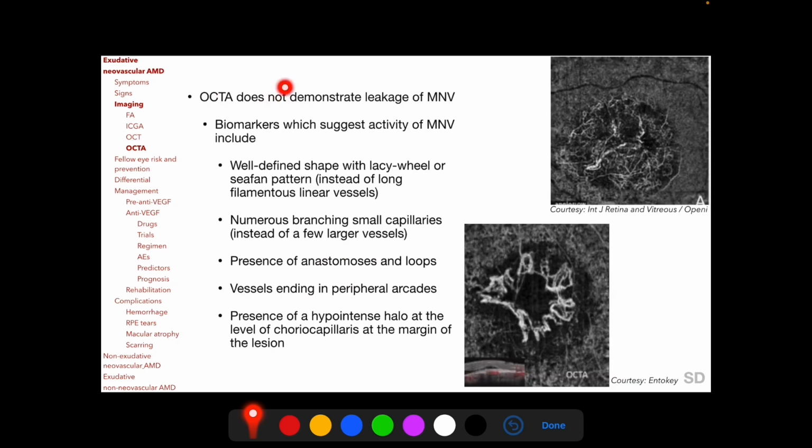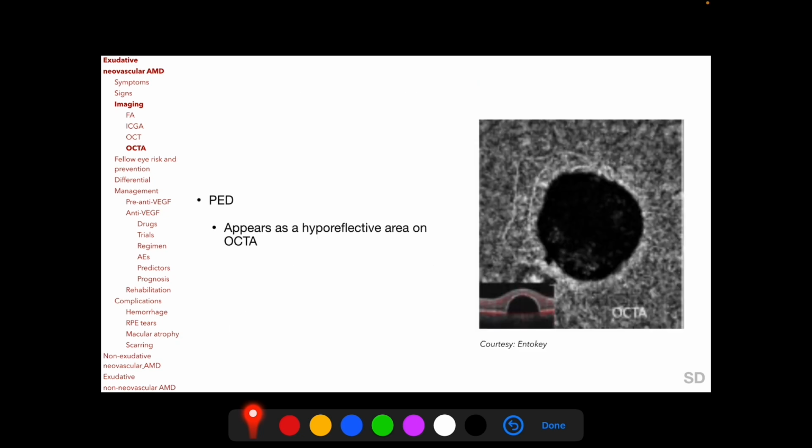OCTA does not demonstrate leakage of MNV as compared to fluorescein angiography, which is very important to remember, and OCTA biomarkers which suggest activity of MNV are listed here. But these OCTA biomarkers have not yet been uniformly included in routine clinical practice. On OCTA, pigment epithelial detachment appears as a hyporeflective area, as shown here in this photograph.